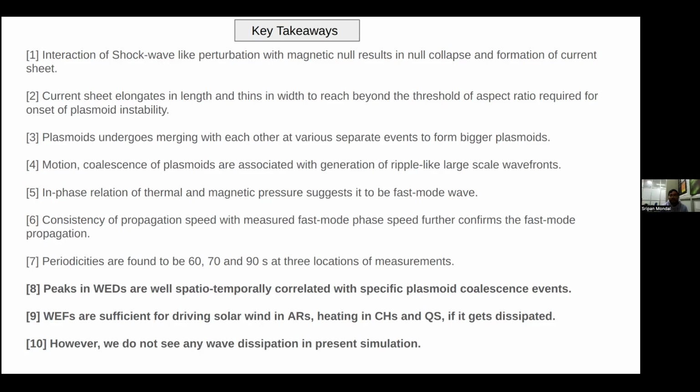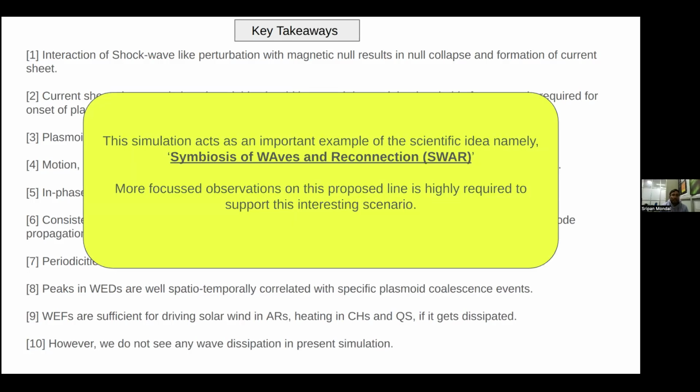Wave energy fluxes are sufficient for driving solar wind in active regions, and for heating coronal holes and the quiet Sun if it gets dissipated via some means. However, we do not see any wave dissipation in the present simulation. Most importantly, this simulation is acting as an important example of the scientific idea of the symbiosis of waves and reconnection. We argue for more focused observation along this proposed line to support this interesting scenario which we have studied in our simulation. So, finally, thank you.